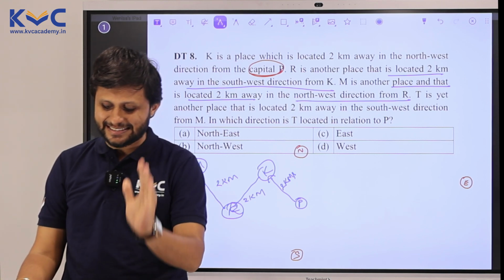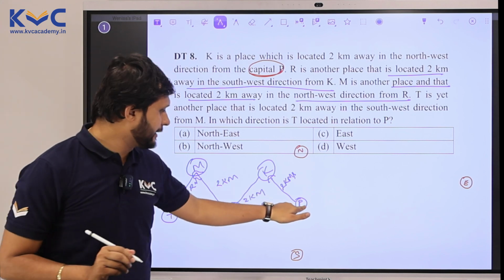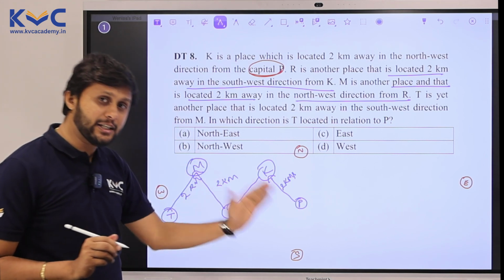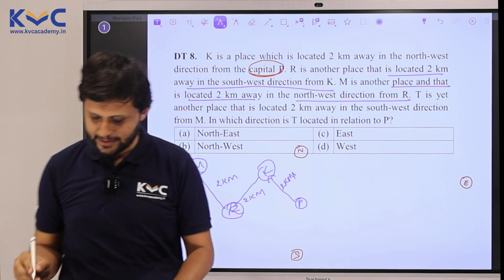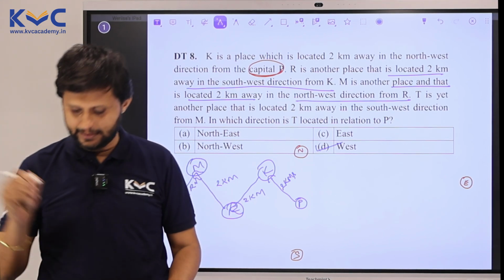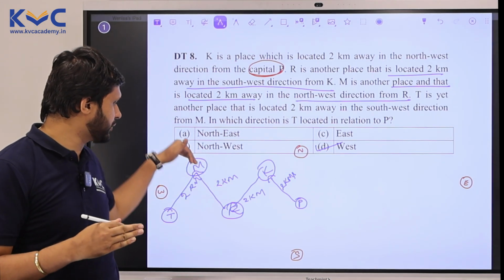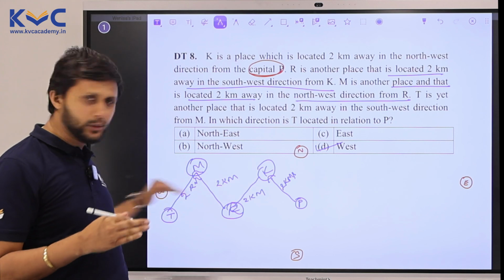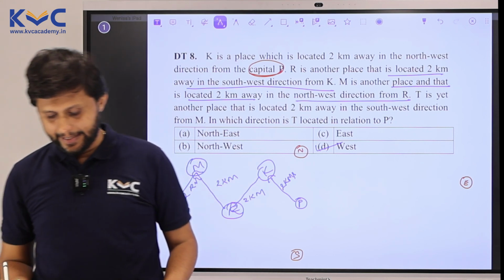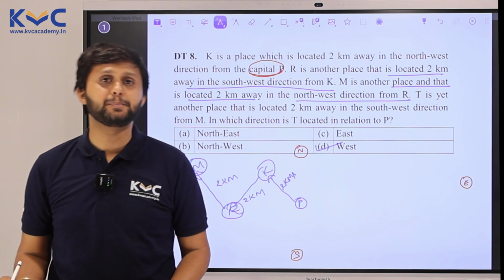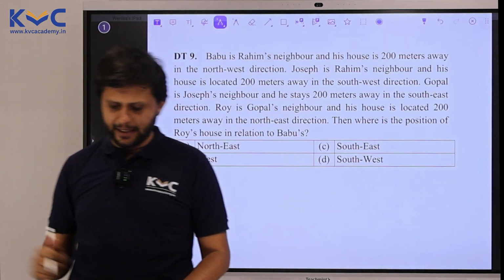In which direction is T located in relation to P? T is over here. We started from here. In relation to P we have to see. For P, this is which side? This is west side. Yes. Perfect. It is in the straight line because everything is 2 kilometers, 2 kilometers, 2 kilometers, 2 kilometers. Ultimately, you come back to the same line which is west side of P. That's question number 8.